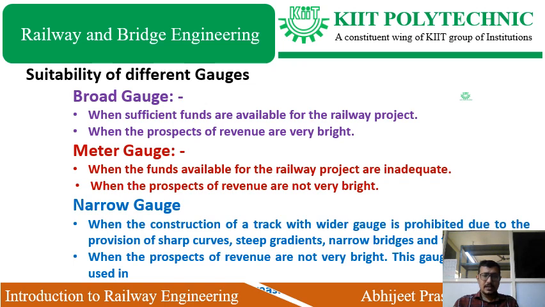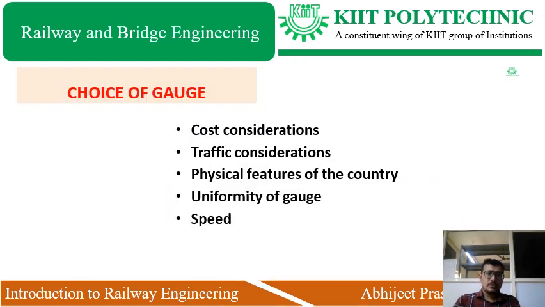Sharp curves are needed, stiff gradients are there, narrow bridges are there, and revenue is also not very bright. So there we use narrow gauges. So the choice of a gauge depends upon these factors. The first one is definitely the investment cost. We are considering the cost first.